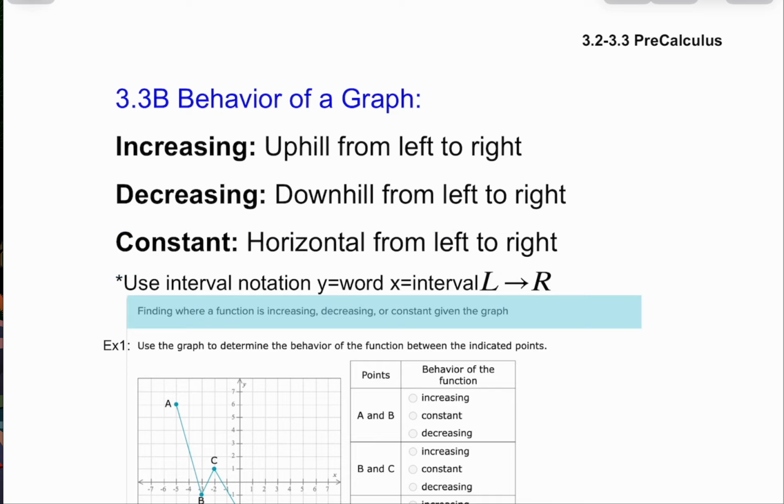So when we are using interval notation to describe some type of behavior of a graph, that interval notation is going to refer to the x's from left to right. The y is going to be described by the word. So the y's are constant along this x interval from left to right. The y's are decreasing from this x interval from left to right. The y's are increasing from this x interval from left to right.